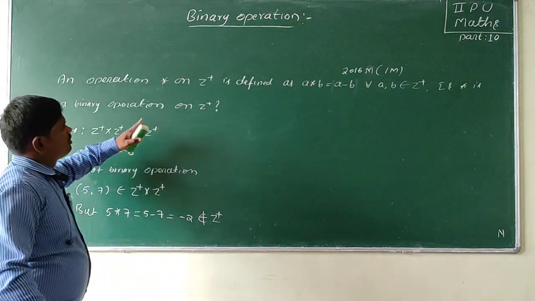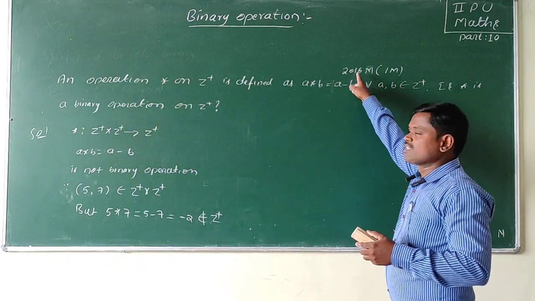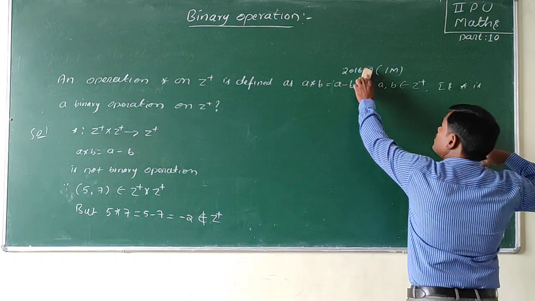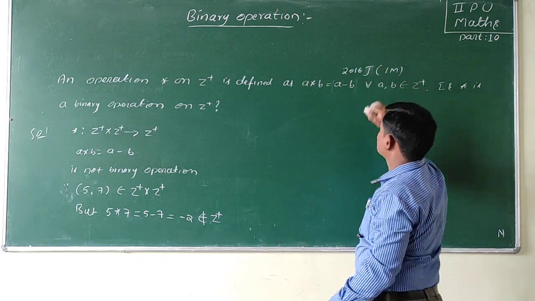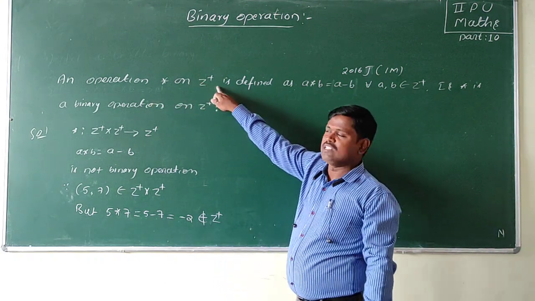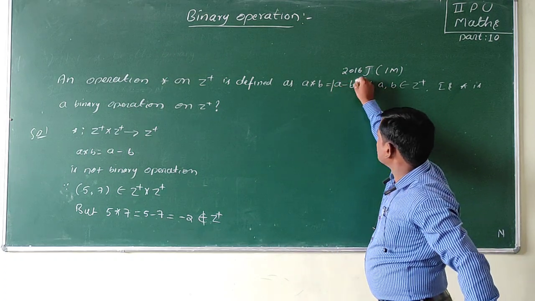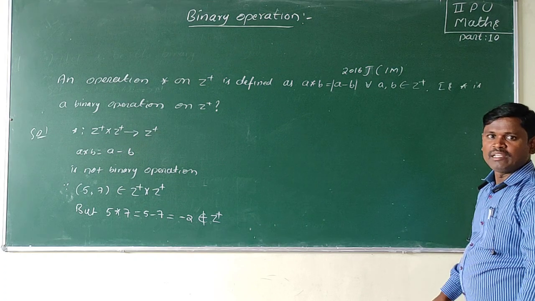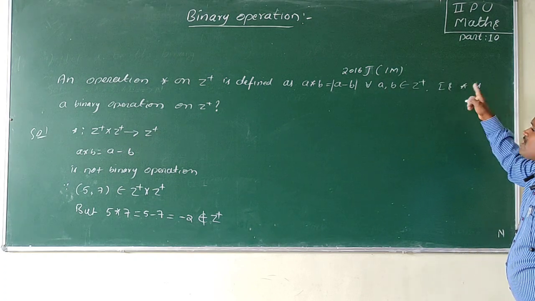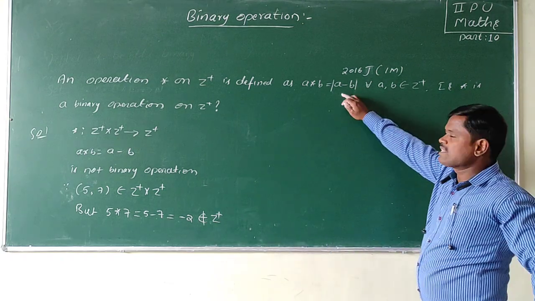Okay, so same problem with small changes. In the 2016 question like this, in the 2017 July question. Okay. So the question is: an operation star on positive integers is defined as a star b is equal to mod a minus b for all a, b belonging to Z plus. Is star a binary operation or not? So see here, there are small changes from the previous example.